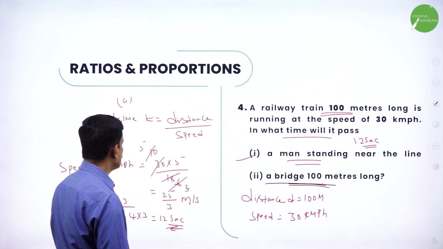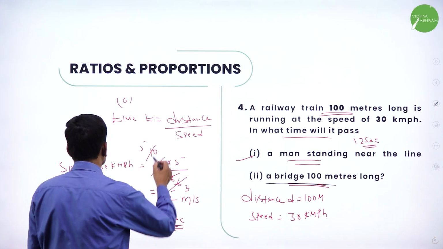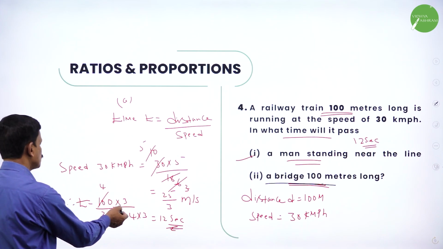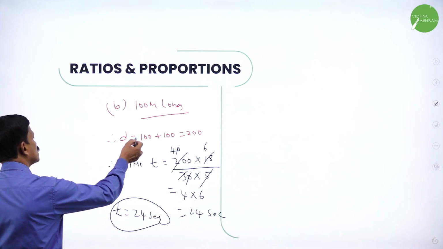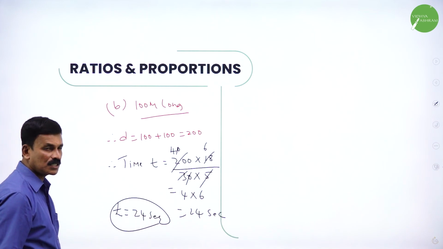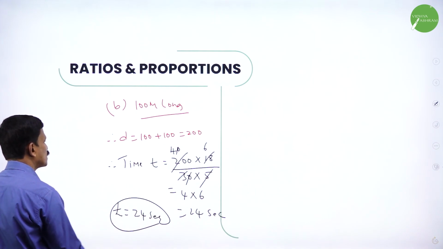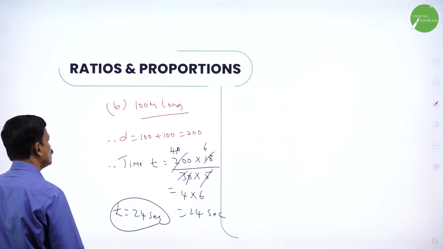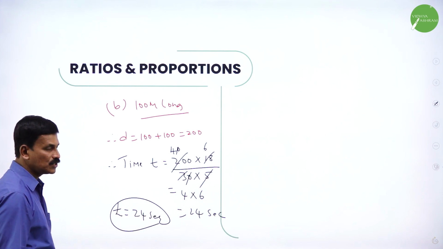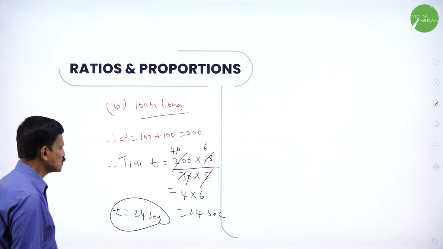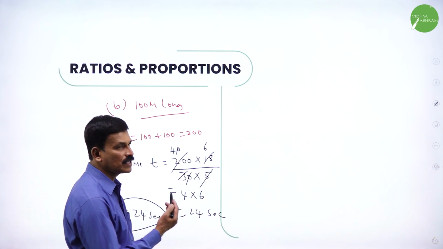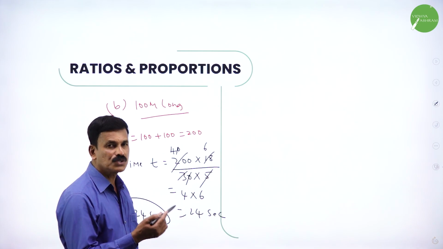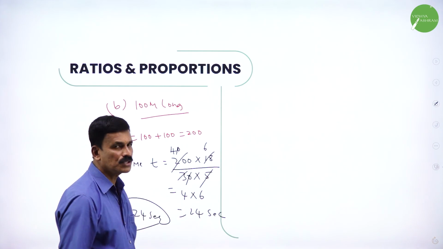That's it. See here, in the first case, the time taken is equal to 100 into 3 divided by 25, that's equal to 12 seconds. In the second case, it will travel a distance of 100 plus 100, 200. So therefore, the time taken is equal to 200 meters into 18 divided by 30 into 5, that's equal to 6 4s are 24 seconds. So to travel a distance of 100 meters, it will take 12 seconds. For 200 meters, it is 24 seconds.